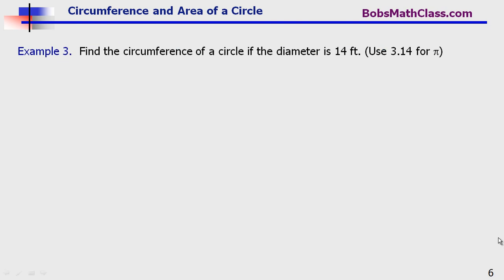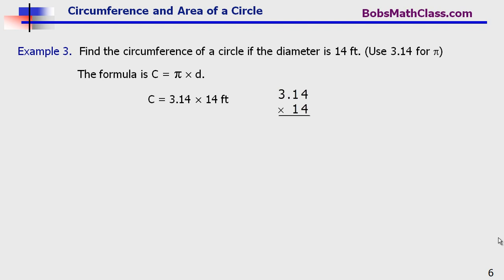Okay, so here's our first problem with finding the circumference. Find the circumference of a circle if the diameter is 14 feet. Okay, so first let's write down the formula. C equals pi times D. Now we're just going to replace pi with 3.14 and D with 14, because we said diameter is 14 feet. So all we have to do is multiply those two numbers.